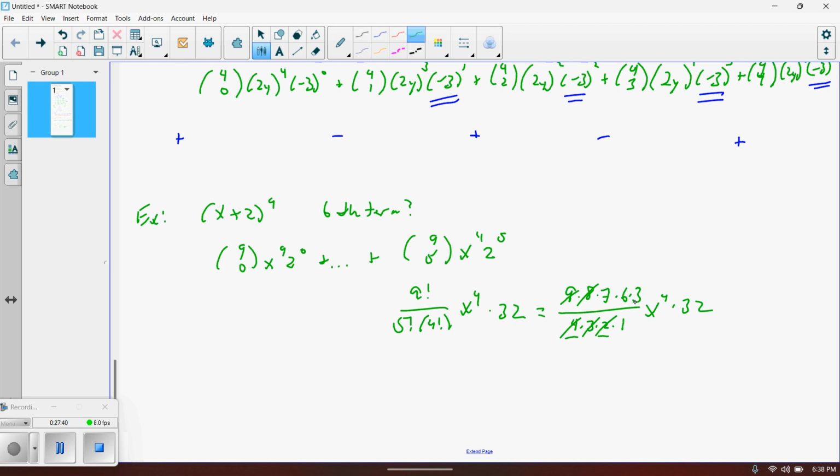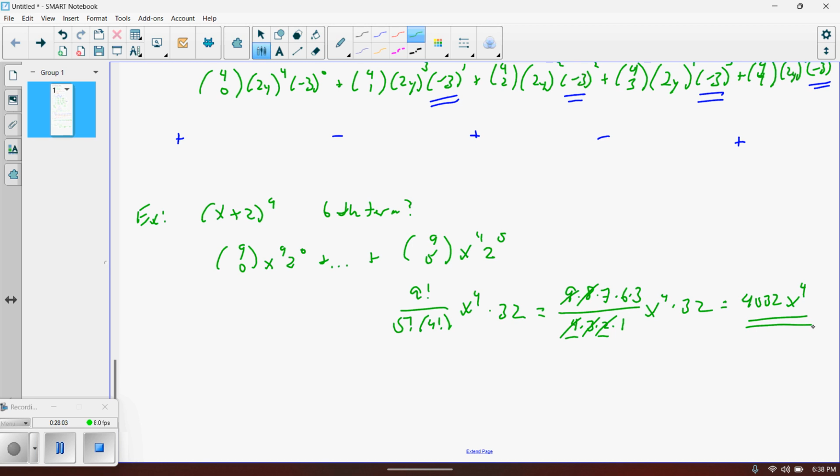Okay, those numbers are still kind of big. And if you don't want to work those out by hand, that's understandable. But you should get 4,032, and then it's times x to the fourth power. So that would be the sixth term. And if all they were asking you for was the coefficient, it would be 4,032. So that would be what you'd be looking for there.